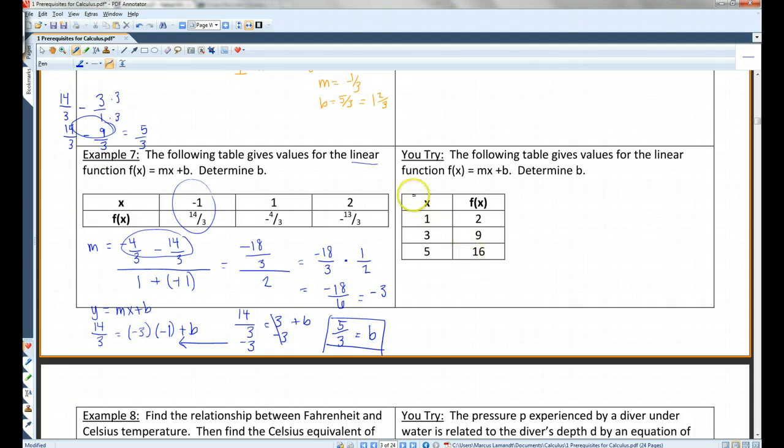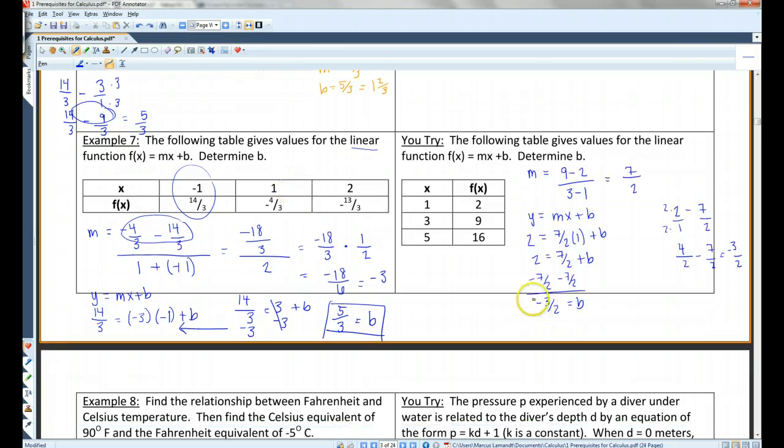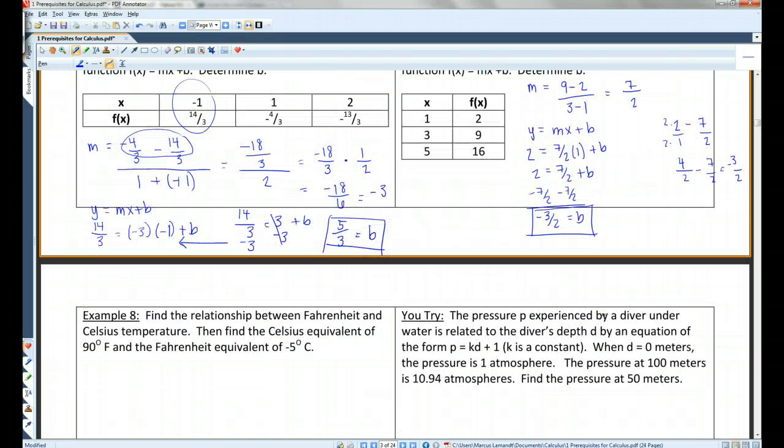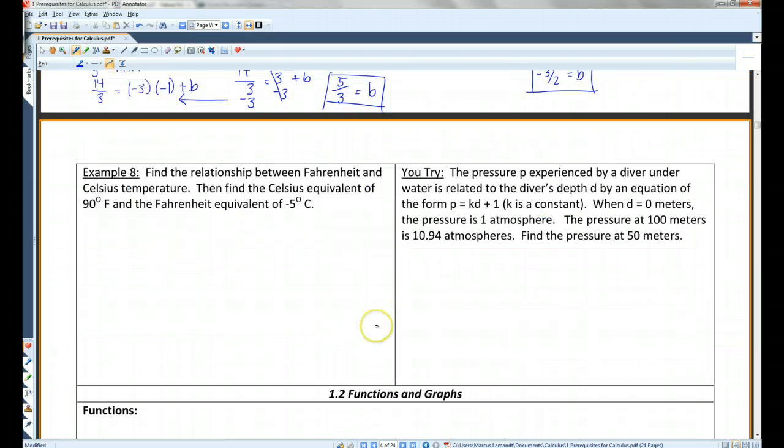Alright, you guys go ahead and try this one. Pretty much it's the same thing, they just made the table vertical instead of horizontal. Alright, this is the answer you guys should have gotten. Alright, last example. Let's do this.